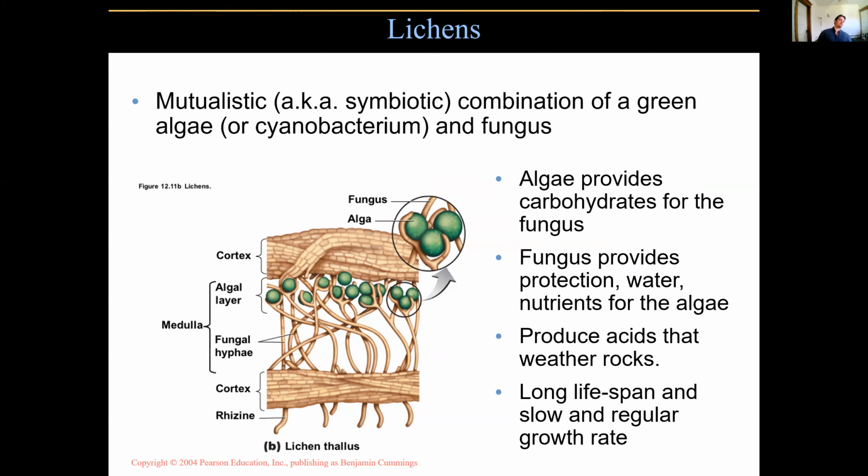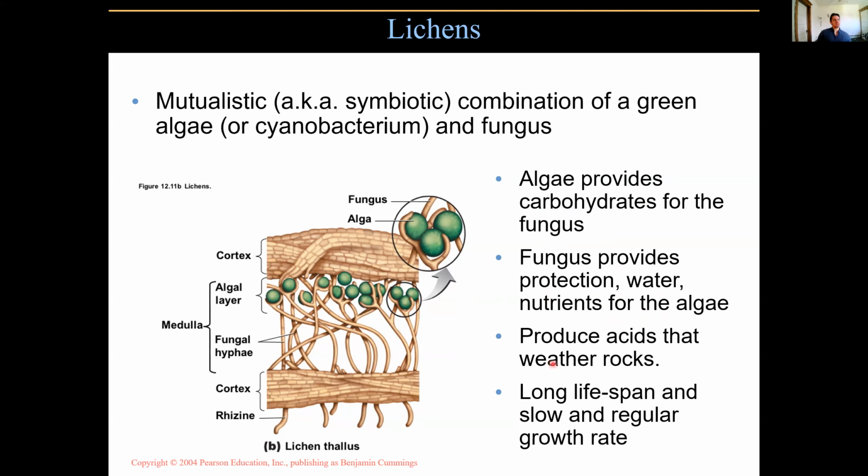So in this association, the alga will provide carbohydrates for the fungus. This is similar to the mycorrhizal example where the plant provided carbohydrates for the fungus. And then the fungus will provide protection, water, and nutrients for the alga. So again, you see this water and nutrient provision that stems from the fungus. This is again the same as it was in the mycorrhizal relationship.